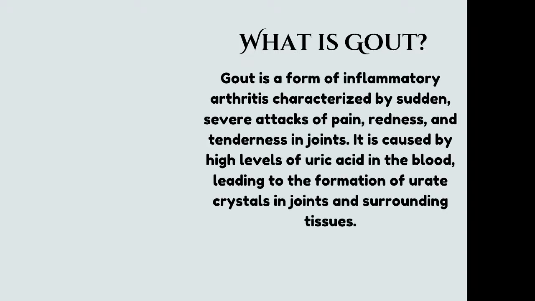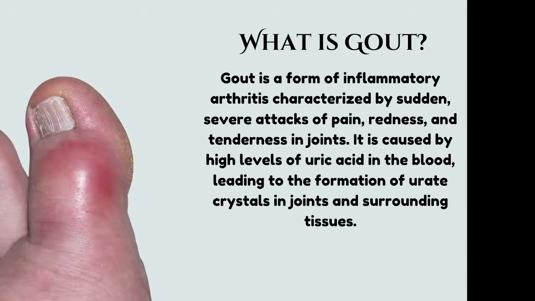So what exactly is gout? Gout is a form of inflammatory arthritis that is characterized by sudden and severe pain. Of course, there'll be pain, there'll be redness, and there'll be tenderness. Sometimes it can also be warm. It's caused by a high level of uric acid.